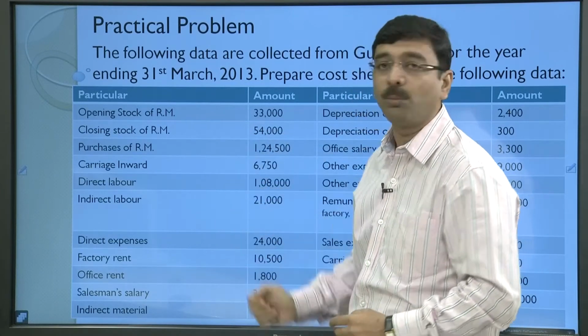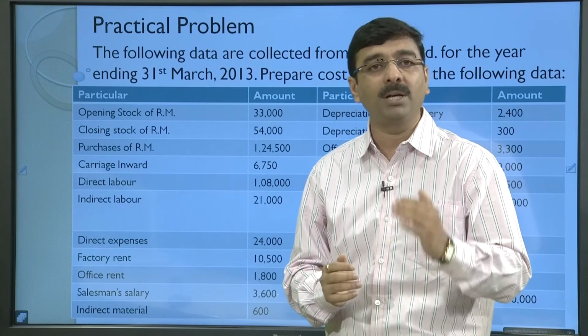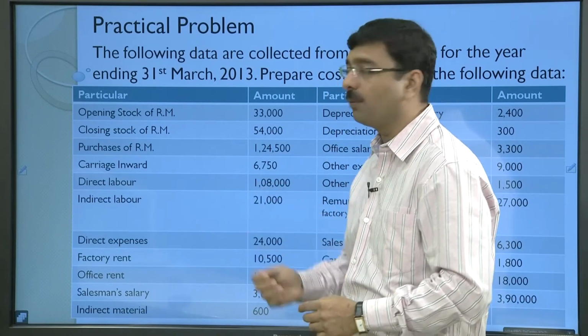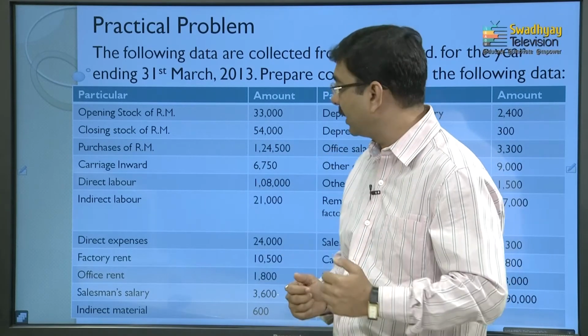Suppose the opening stock of raw material: it would be recorded under material consumed. The closing stock of raw material is also recorded under material consumed.